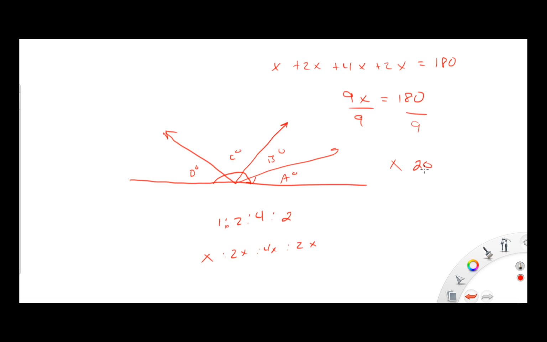20. Okay? So if we have x is equaling 20, if 1x equals 20, that means D is 20 degrees. C, we said, was 2x, so 2 times 20, so that's going to be 40 degrees. B is 4x, so 4 times 20 is 80 degrees. And then A was 2x, and again, we go back down to 40 degrees.